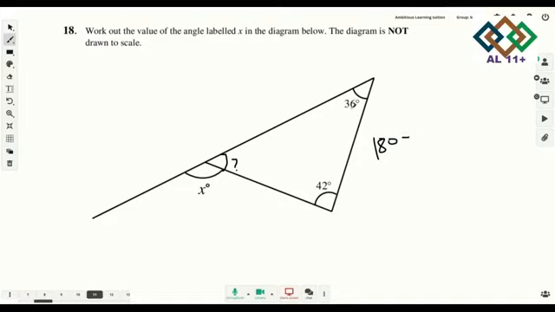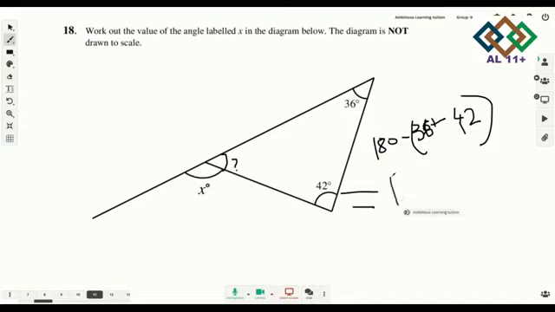minus 36 plus 42. That will give me 102.